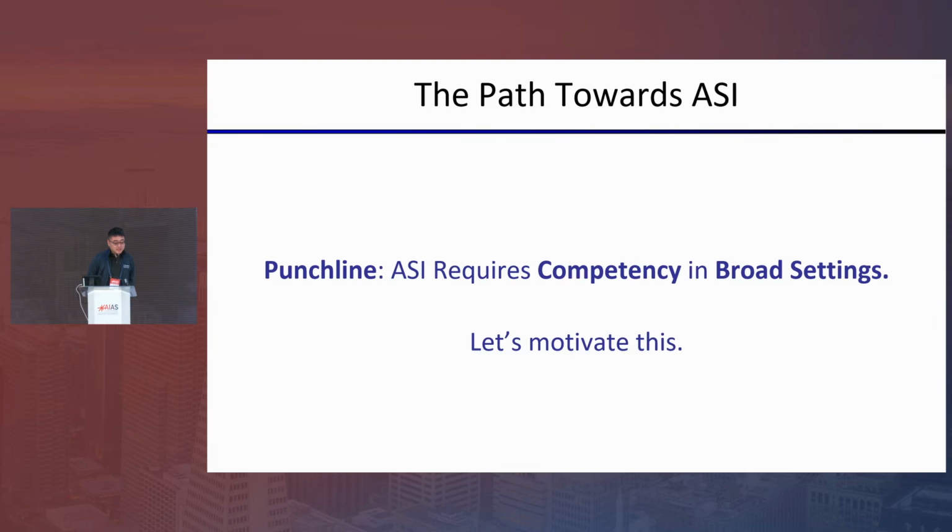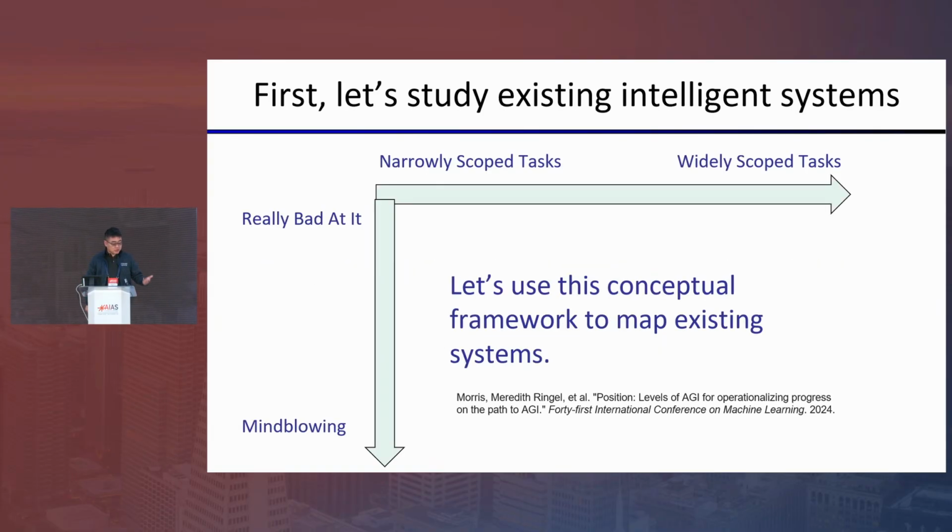The punchline we want to hit here, which has also been observed by many people in the community, is that ASI requires competency in broad settings. There are two key aspects, competency and broadness. Let's try to motivate this from daily examples. We like to use a framework proposed by Morris et al. in 2024, talking about different types of tasks we work on and the capabilities of AI systems.